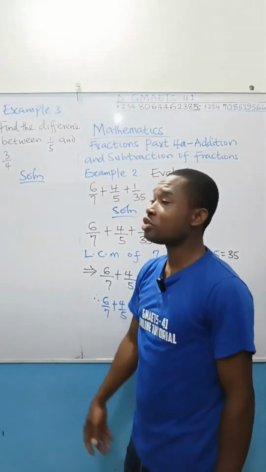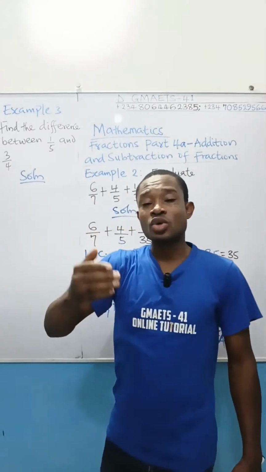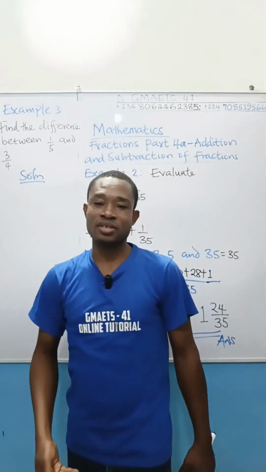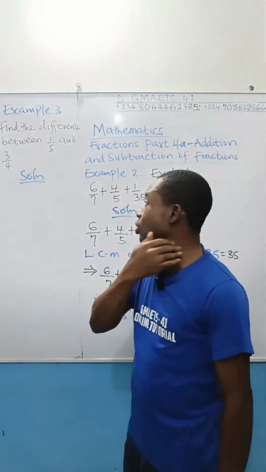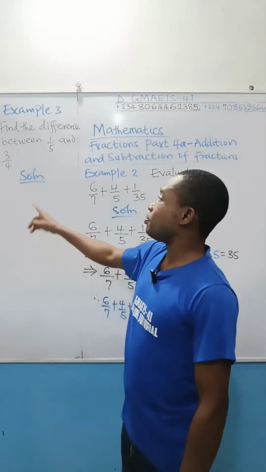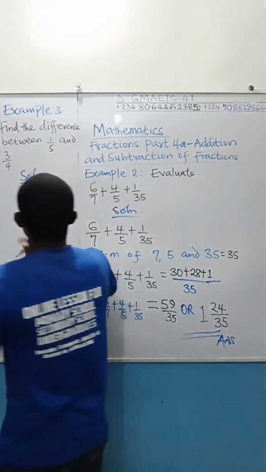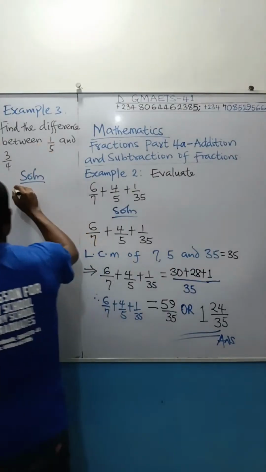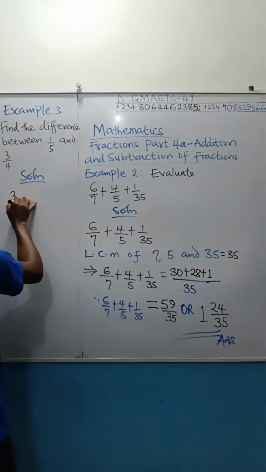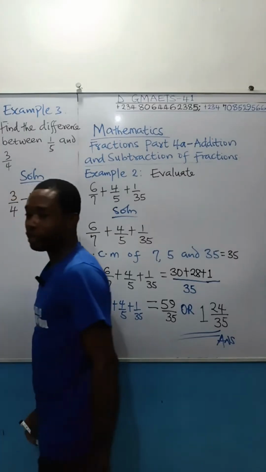So what do we do? Usually, whenever you are given a problem like this, you will be expected to get the positive difference. Which means that the bigger fraction will come before the smaller fraction. 3 over 4 is bigger than 1 over 5. So we write, we are solving 3 over 4 minus 1 over 5. That's what we are solving.